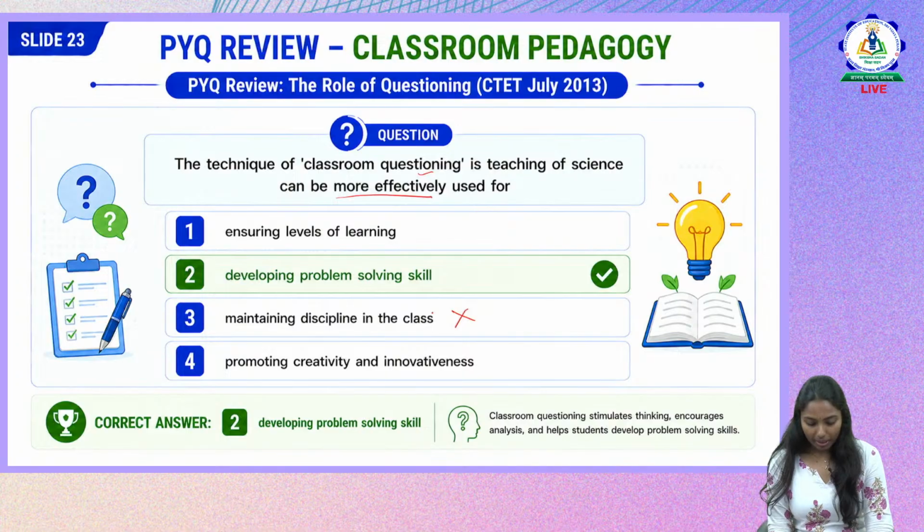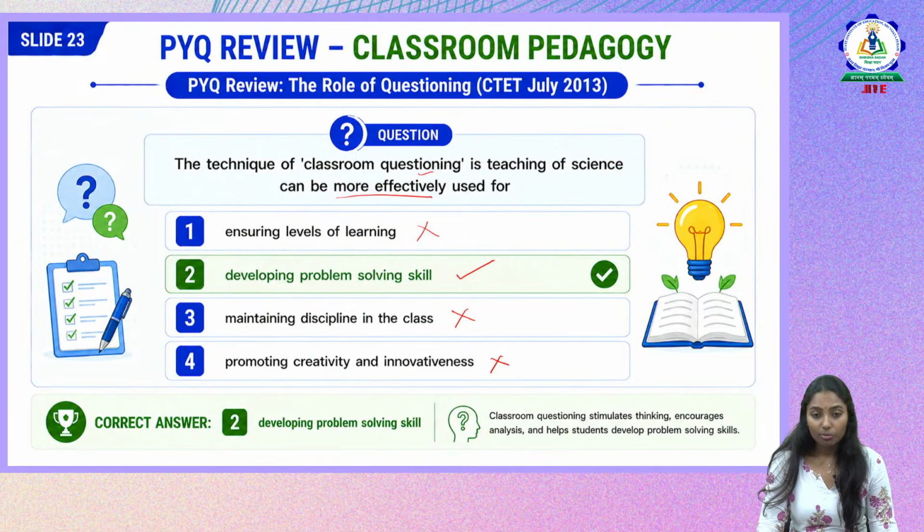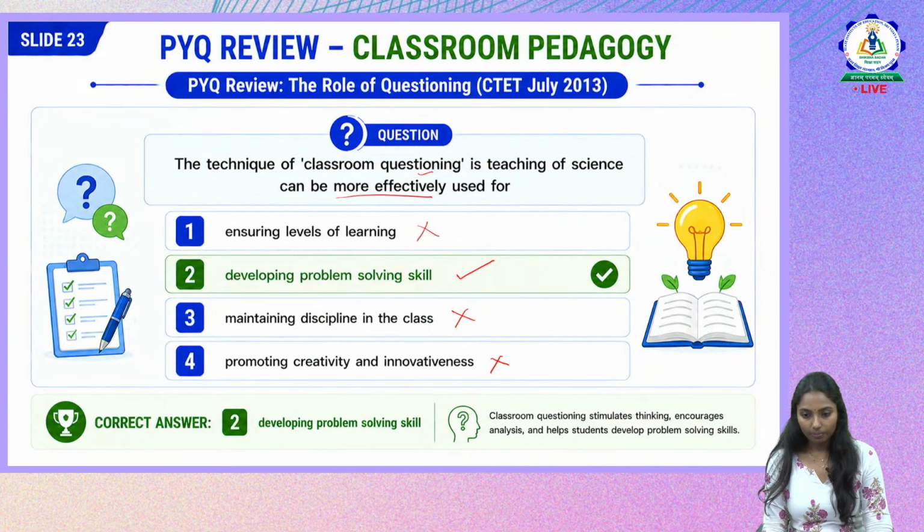So you can see the remaining 3 options. Ensuring levels of learning, that is not the purpose because it is not more effectively used. Promoting creativity and innovativeness can be a result of it but not the important purpose. So here the answer is developing problem solving skill. Whenever a teacher gives a problem or situation which has to be solved, classroom questioning becomes very important in the problem solving method, which stimulates thinking in students about how to solve the problem.